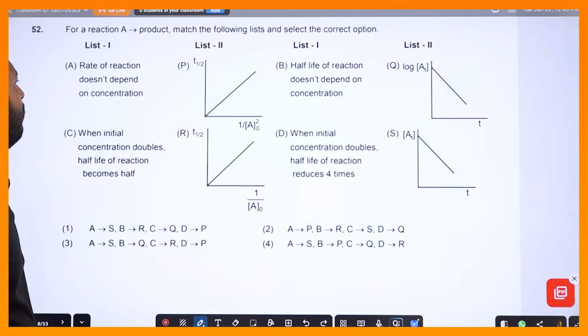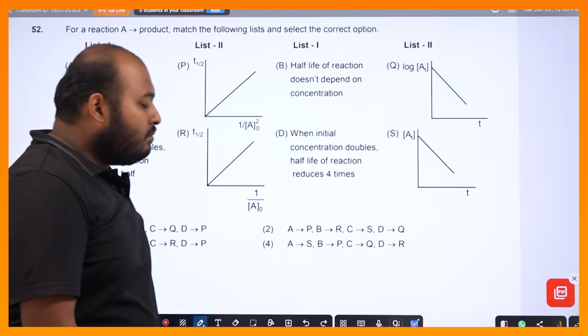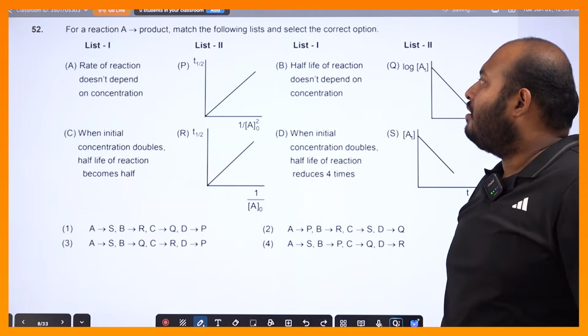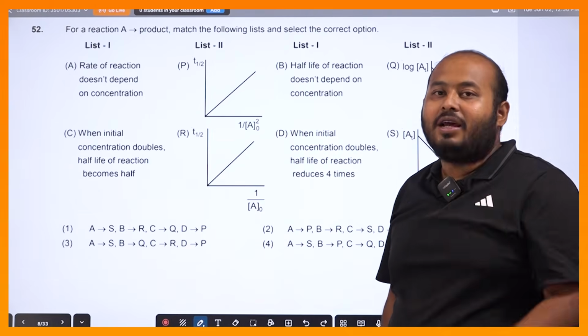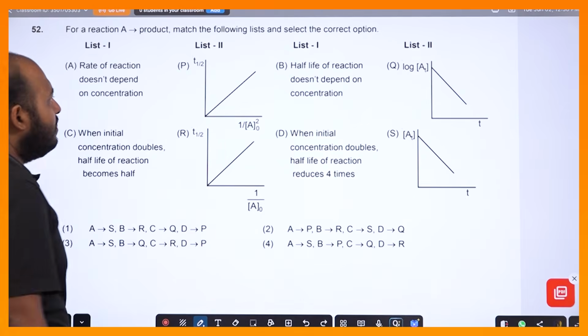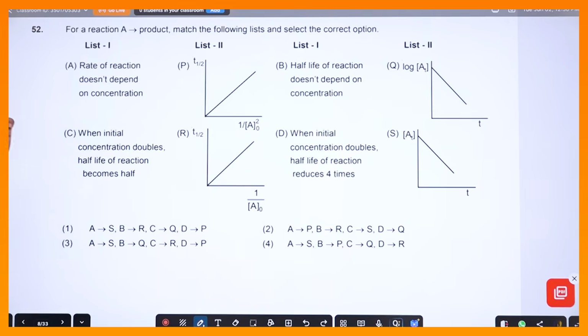So hopefully you understood that part. The next question is again from a very good chapter, a physical chemistry chapter, that is chemical kinetics. So this is again a list matching question. So you have to match the list.